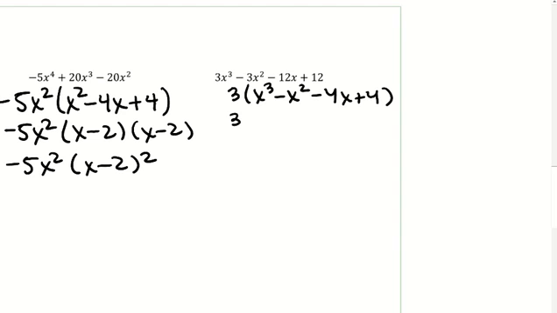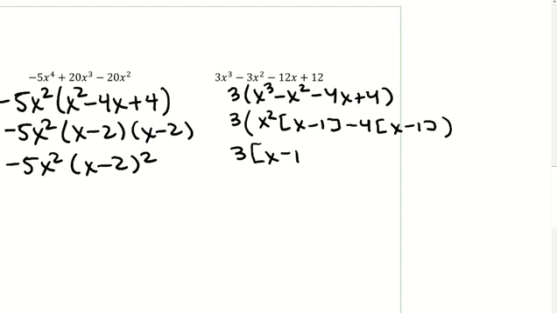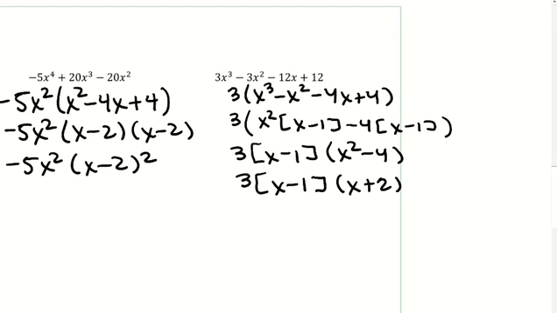And then I can say, okay, well, I'm going to factor out an x squared. I'm left with x minus 1. And a negative 4, and I'm left with x minus 1. So I've got 3. I'm going to factor out this x minus 1. I'm left with an x squared minus 4. X squared minus 4 is factorable. That's the difference of 2 squares. And that's as far as I can go.